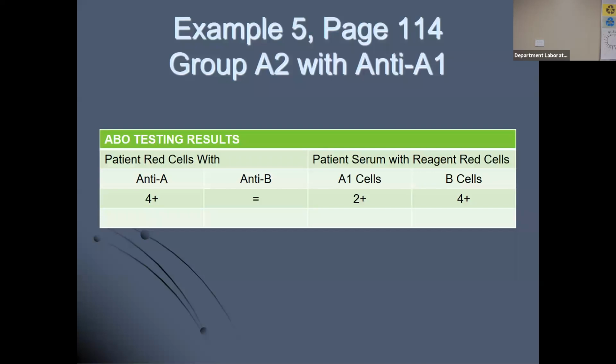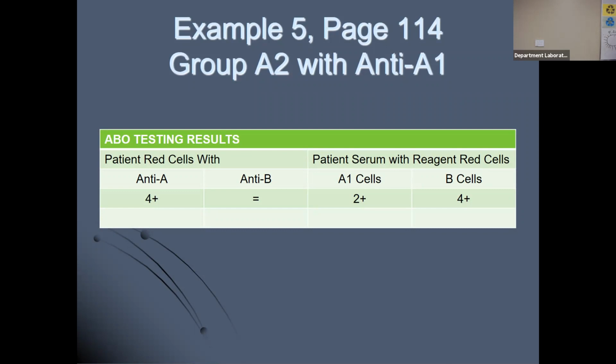You have to explain this. Does that make sense to everybody? A lot of people will just say, oh, that patient's A2. But you don't explain this, okay? The patient's anti-A1 is causing this reaction. Does that make sense to everybody? You guys will see this in lab. You'll get plenty of practice with it. You'll be very comfortable, I promise.